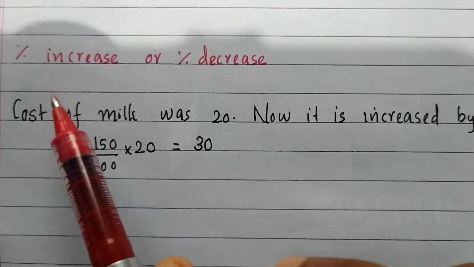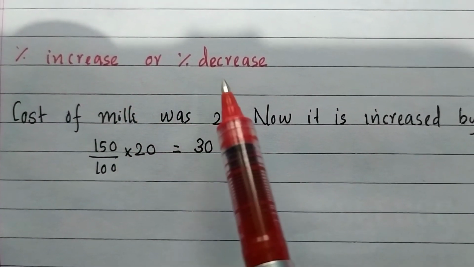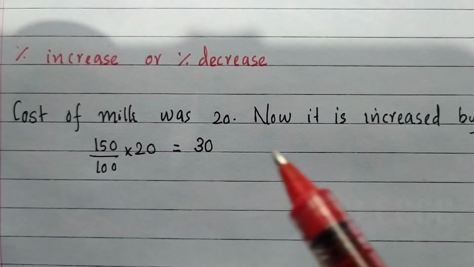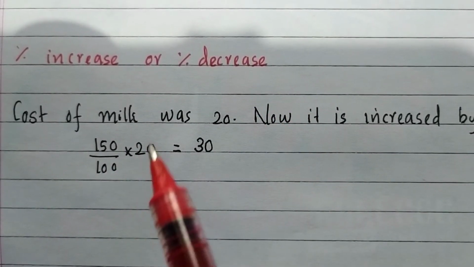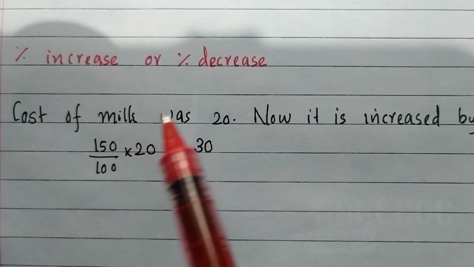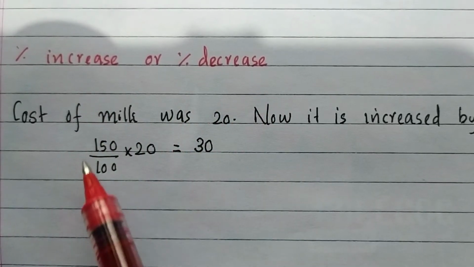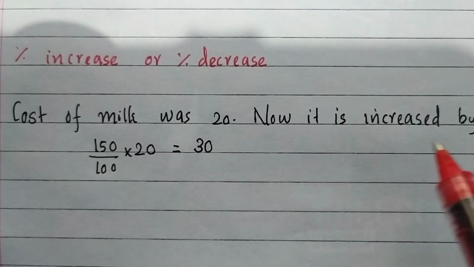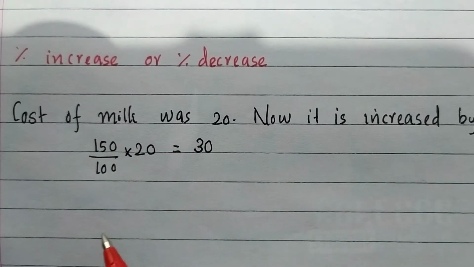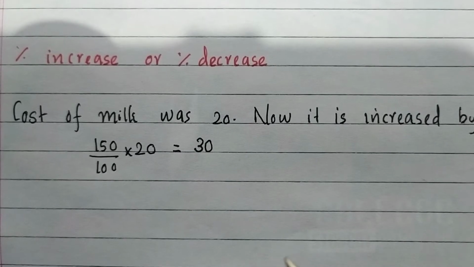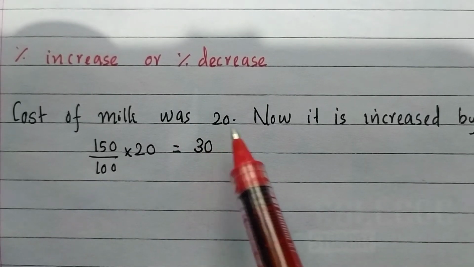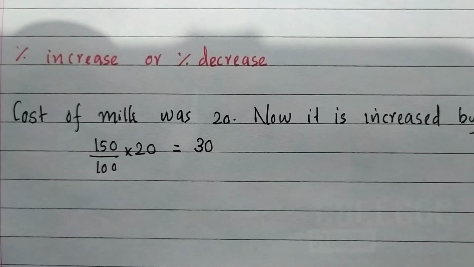The next basic concept is percentage increase or percentage decrease: how to find the increased value and decreased value when we are given the percentage increase and percentage decrease. Let us consider this question. The cost of milk was 20. Now it is increased by 50%. What will be the new cost? The original price was 20, and now it is increased by 50%.